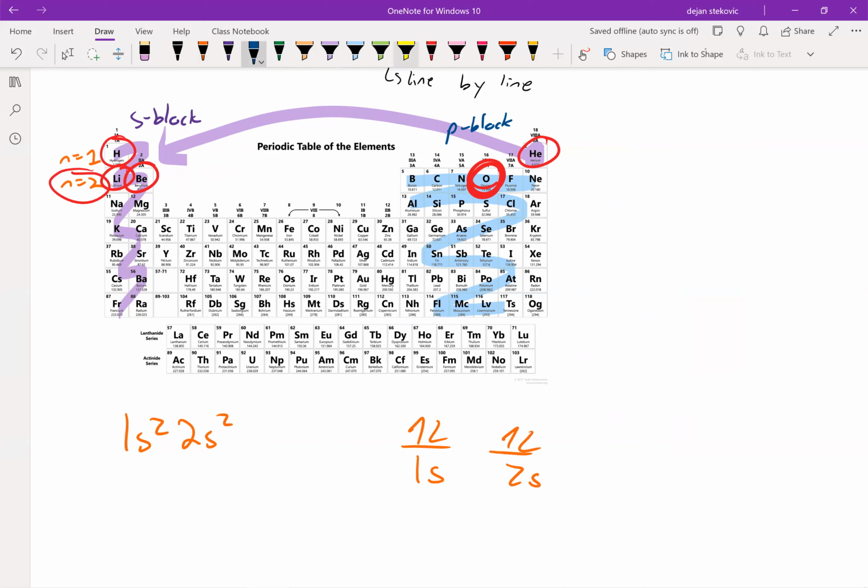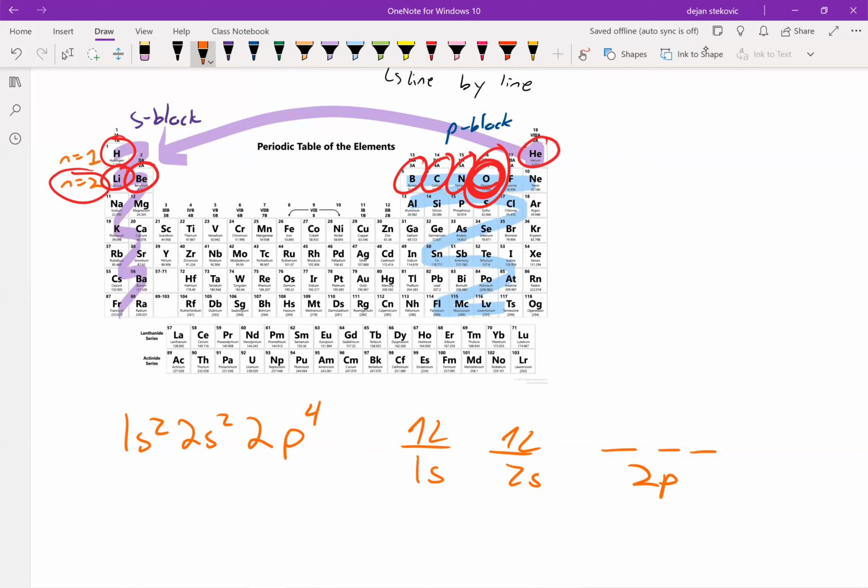And then after that, we can see that we're still at n equals 2 because we're over here. So we're still at 2. But now we're in the P block area. So now we're at 2p. Remember, at 2p, there are 3 orbitals there. And then we can think about how many electrons are here. Well, 1, 2, 3, and then oxygen would be number 4. So there are 4 electrons there.